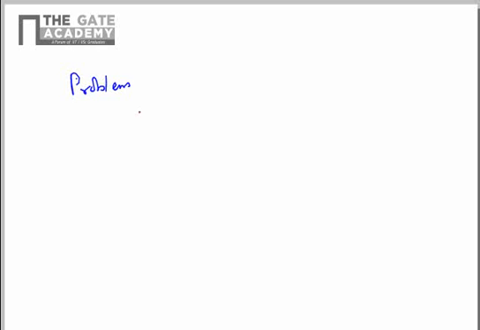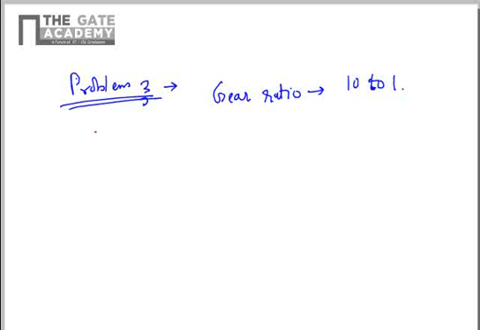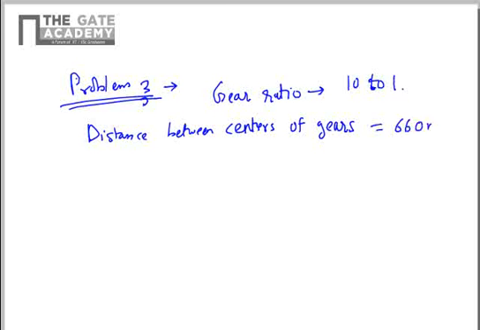We will take another problem. In this problem, it will be illustrated how a design engineer uses the module for selecting the gears. In this problem, it is provided that the gear ratio needed by the designer is 10 to 1, and it is known that the distance between centers of the gears is equal to 660 mm. This will usually be the design data available to the designer.